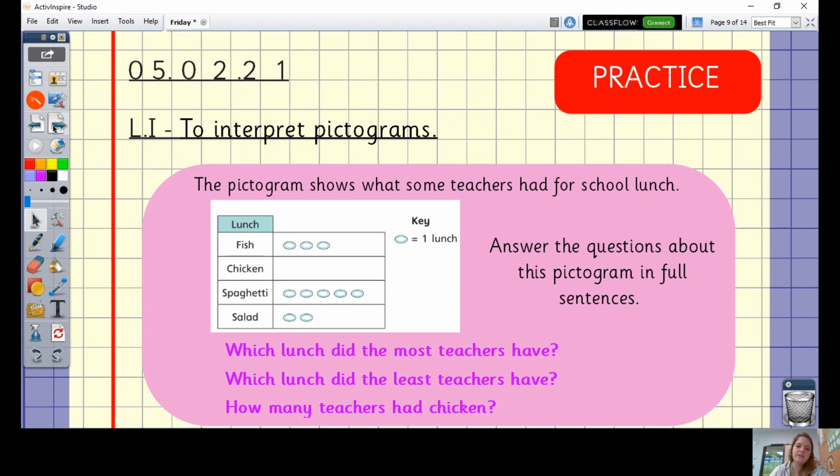So 3 questions to answer, and it's up to you whether you'd like to write out the answers on a piece of paper or whether you just like to say them out loud. But whether you're writing the answers or saying the answers, I'd like you to answer each question in a full sentence, just like we do when we do our reading skills.